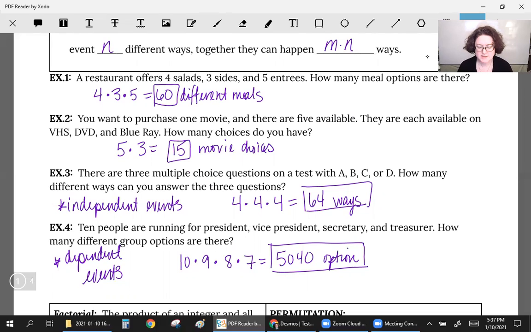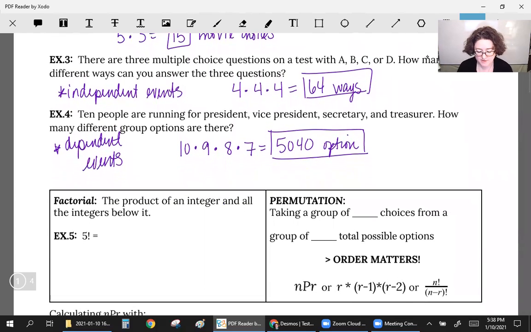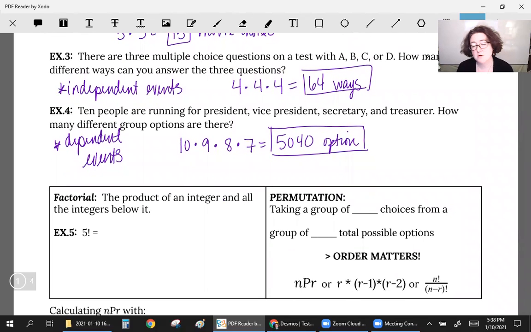We did 10 times 9 times 8 times 7. So what we're doing is we're kind of multiplying by all of the integers that come down from our starting choice. And so that actually has a name. When we start multiplying everything all the way down, if we went all the way down to 1, that would actually be called factorial. So factorial is the product of an integer and all the integers below it. So for example, 5 factorial is really going to mean 5 times 4 times 3 times 2 times 1, which all multiplies out to 120.